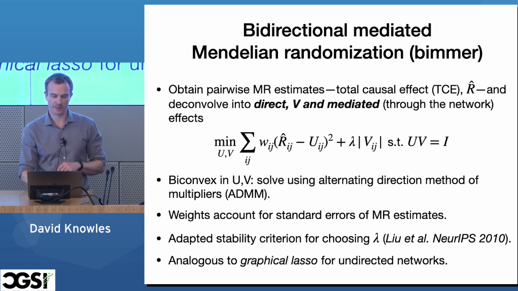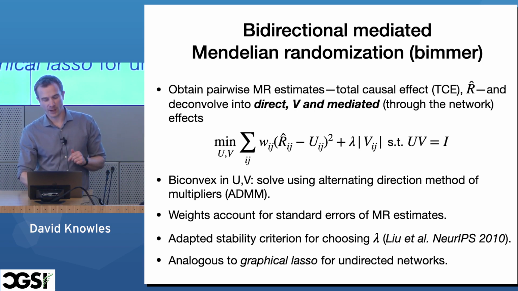The reason we do this is it lets us use this very efficient optimization approach called alternating direction method of multipliers. Turns out it's actually a little bit tricky to get this to work, and Brielin had to look up a bunch of tricks to get this to really perform well. But now it does very efficiently solve this. There's a few things to note about this. So one is we have these weights W, and those are nice to have here because we can incorporate standard errors, which you get from all of the MR methods for each element of R.